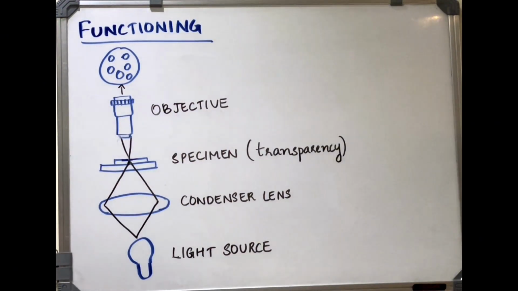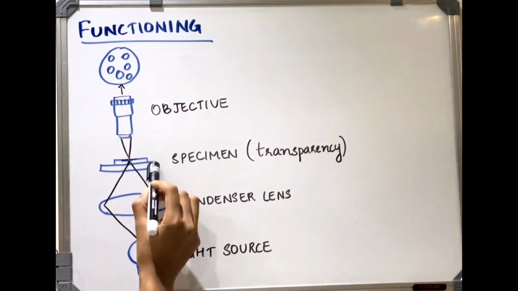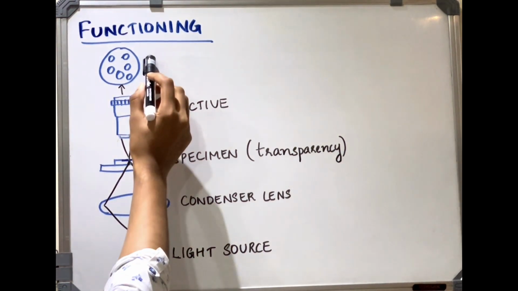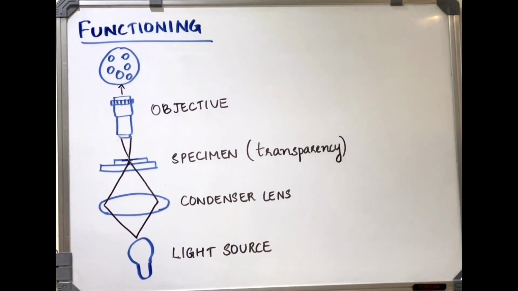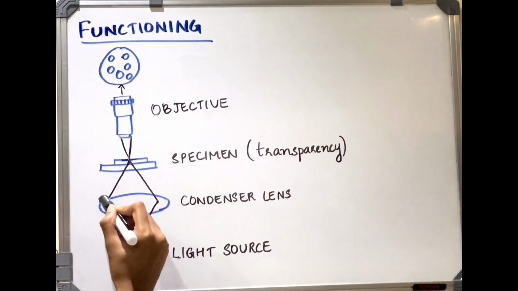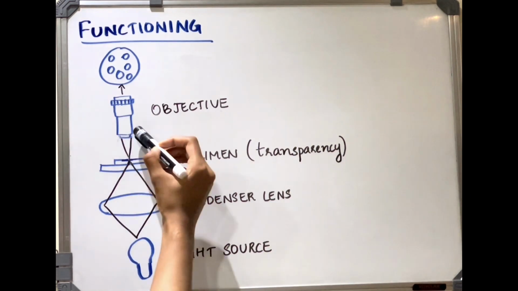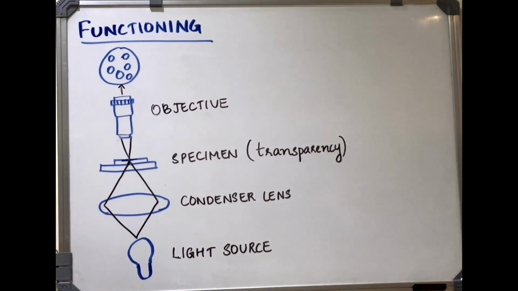Functioning of a light microscope. You can see here there is a light source, a condenser lens, the specimen placed on the stage of the microscope, the objective lens, and this is the image. The specimens are very small and transparent. The lenses focus the light through the specimen. The image will then pass through one or two lenses for magnification for viewing.